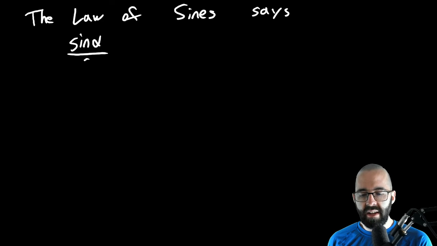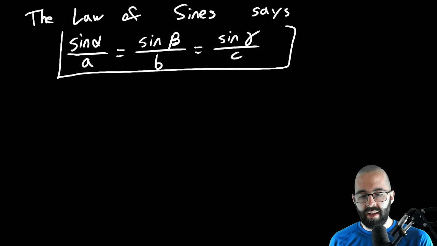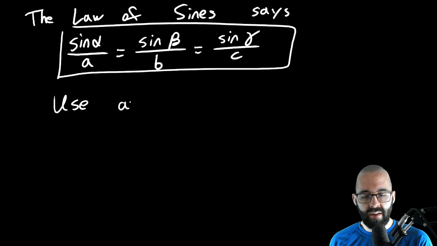The law of sines says that the ratio of the sine of any angle with its opposite side is the same for any single pair. All three of these ratios are the same. And we can use any pair.